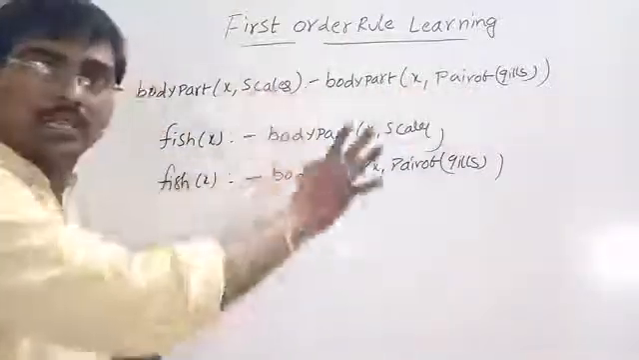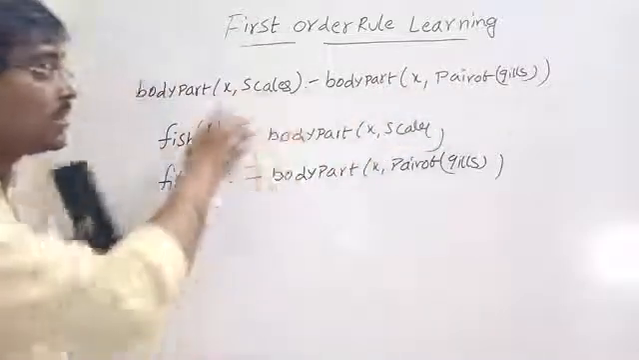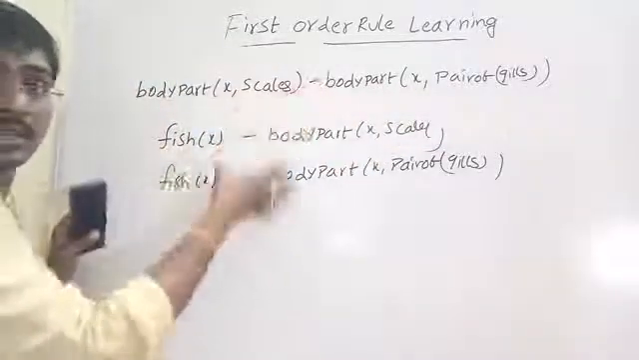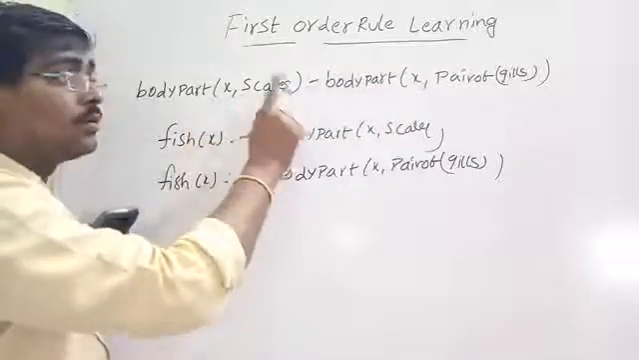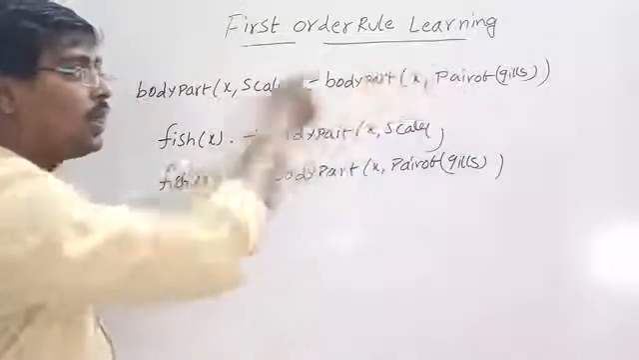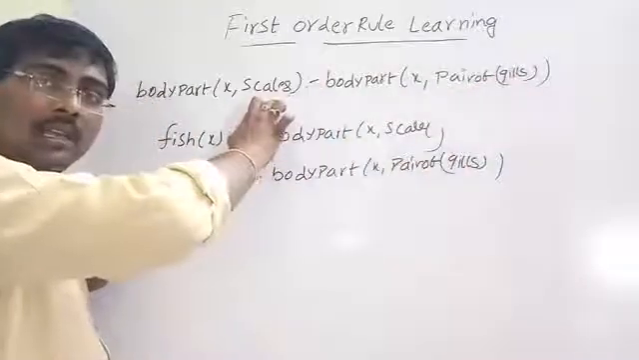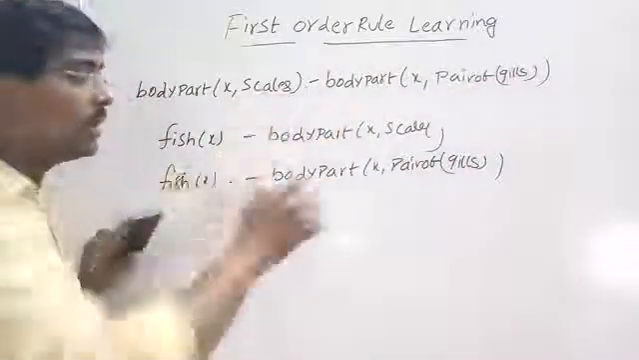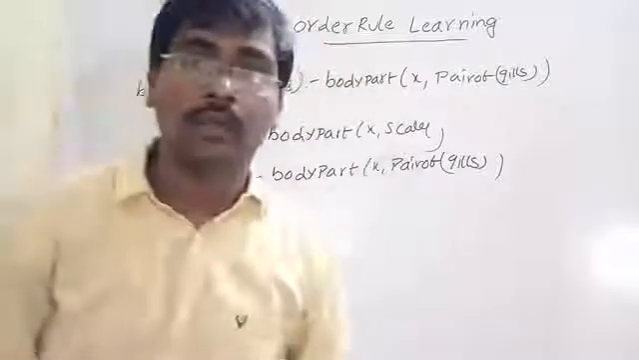This is just a representation. This is the general class. This is the specialized class. This is represented in this fashion, that is, a specialized one comes under the general one. We represent it as if this is the head and body: if this one, then automatically this one. If a fish has gills, automatically it comes under scales. Okay, this is first order rule learning. Thank you.